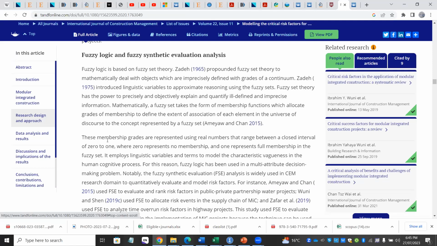Mathematically, a fuzzy set takes the form of membership functions, which allocate grades of membership to define the extent of association of each element in the universe of discourse to the concepts represented by a fuzzy set. And he cited another paper that I will use.